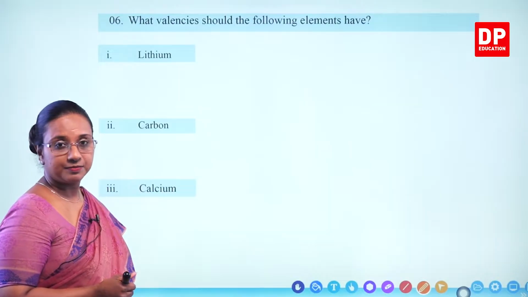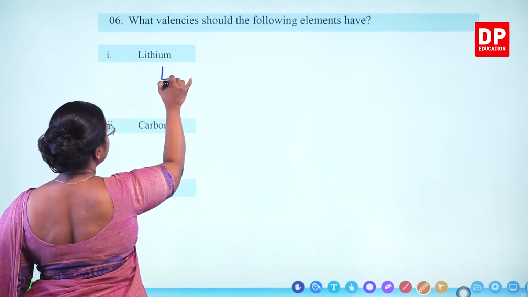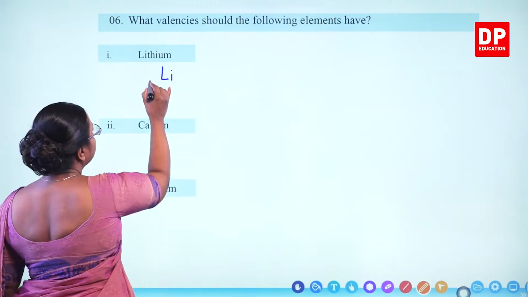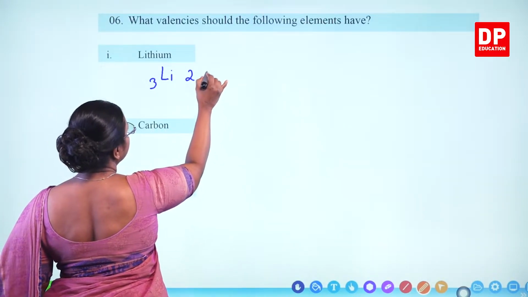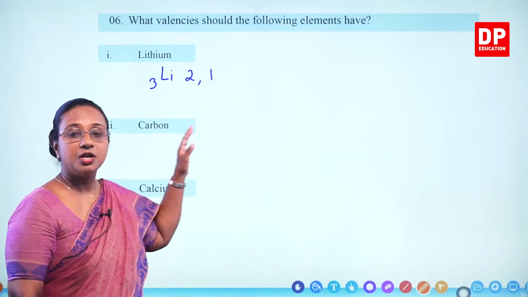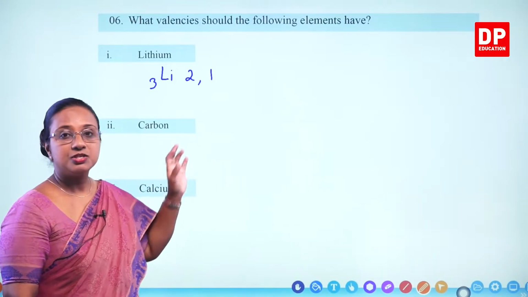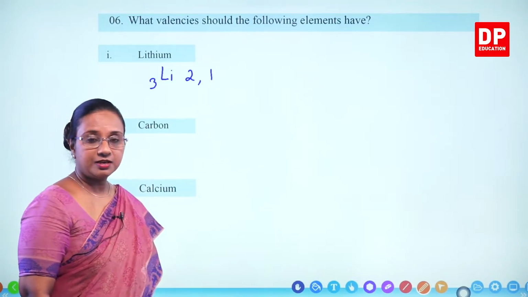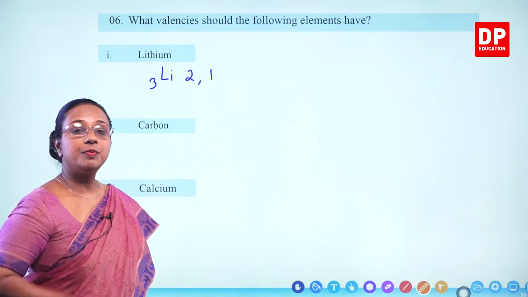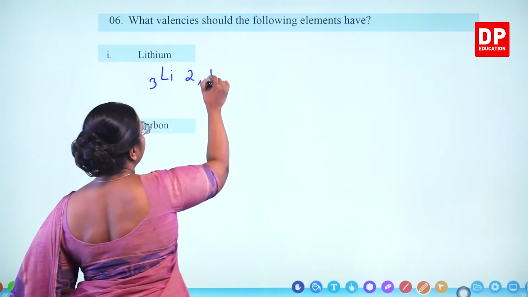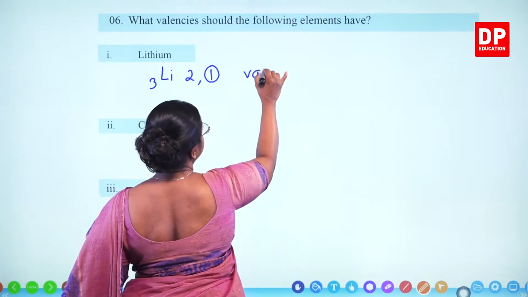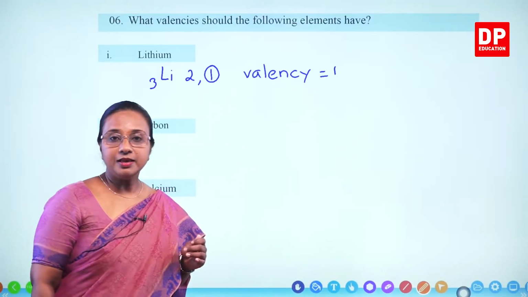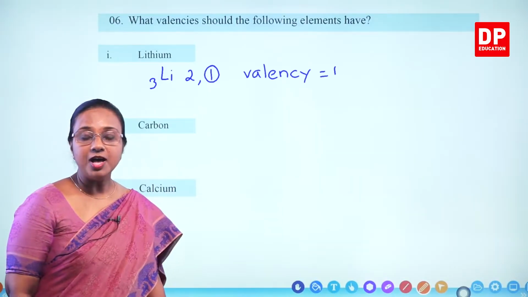First one is lithium. So as I said, if you can remember the atomic number of lithium, hydrogen, helium, lithium. Yes, atomic number 3. So if you can even write the electronic configuration, I'm just doing one example in detail so that you can relate all what you have learned before. So we have the electronic configuration 2, 1. Then what group does lithium belong to? Group 1. So what is the valency? Group 1 has valency 1. That's very easy.